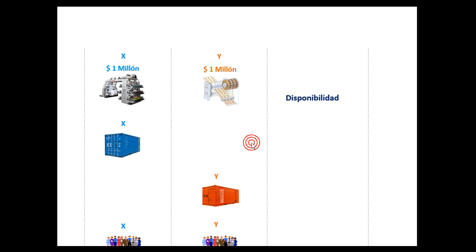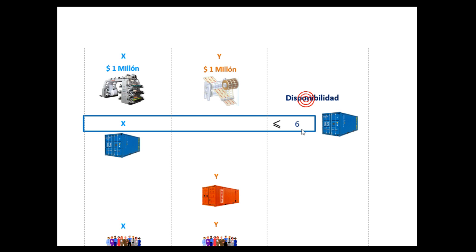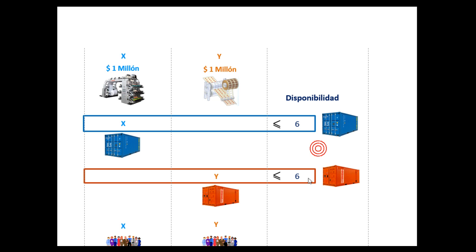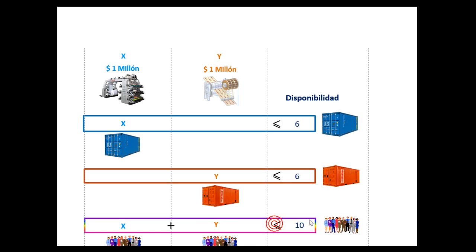And you have a certain availability. You have only 6 of these containers, you have only 6 of these containers, and you have only 10 groups of people, which means that the quantity that you use here plus the quantity that you use here has to be less or equal than 10. And the problem that you want to solve is how many printers and how many cutters would be convenient to produce and sell in order to maximize revenue.